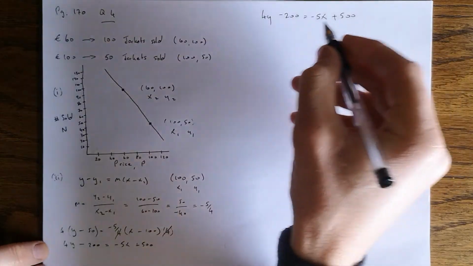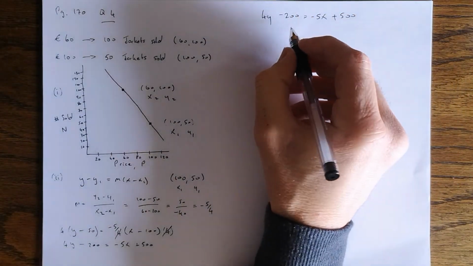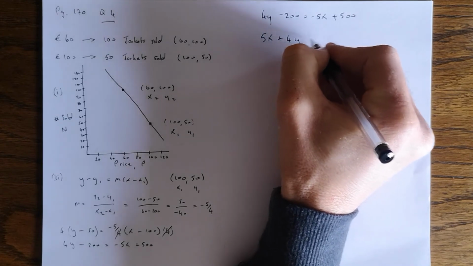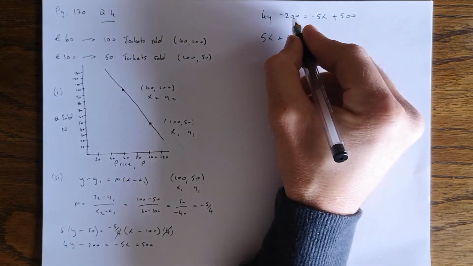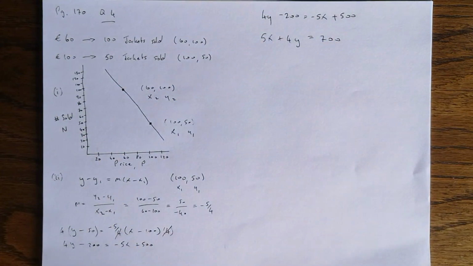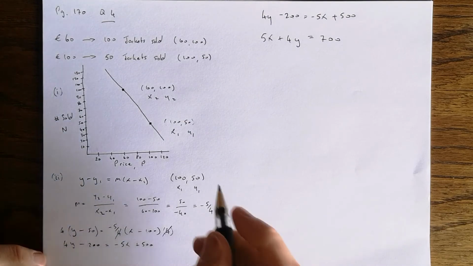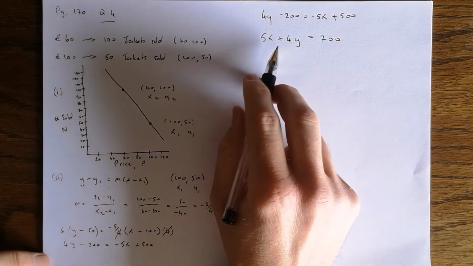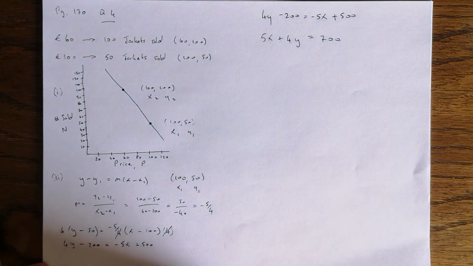Now let's rearrange to get the numbers together. So I have 5x plus 4y equals, with the minus 200 moving across, 700. Could I divide everything by something there? I could divide everything by 2, or no, I don't know, I'll leave it like that for the moment. Maybe you could divide something into everything and simplify that, but that's fine for the moment.